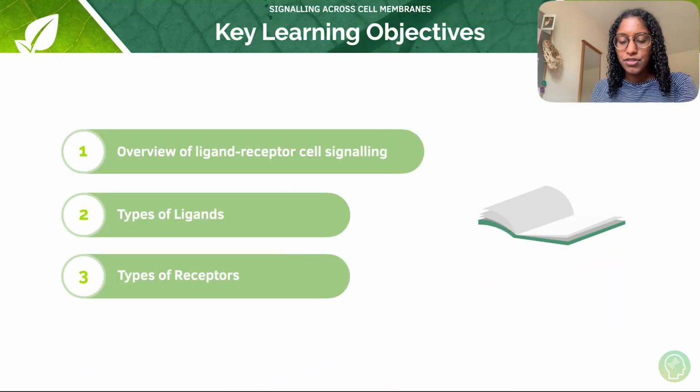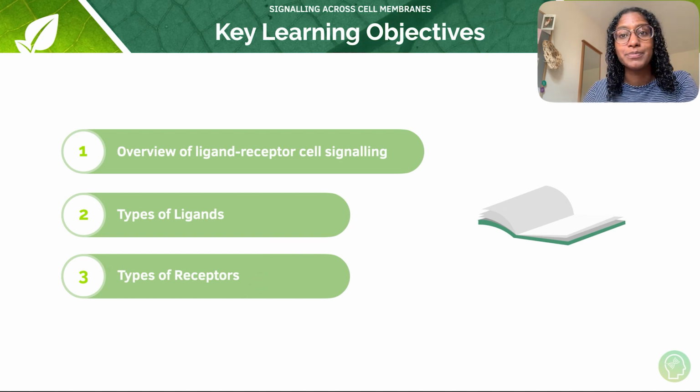So today we have 3 key learning objectives. Number 1 is an overview of ligand-receptor cell signalling. Number 2 is to look at types of ligands, and number 3 is types of receptors.